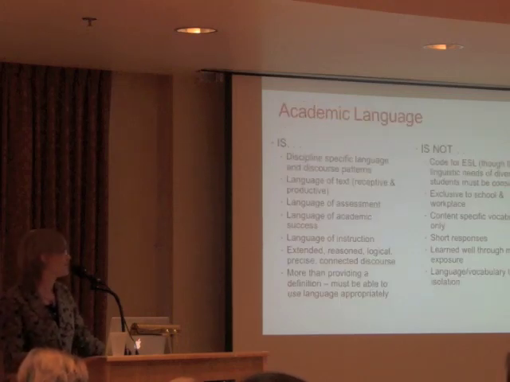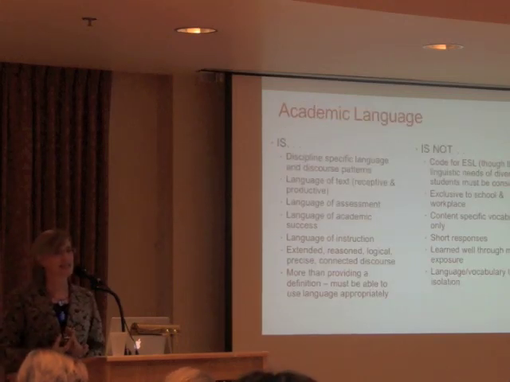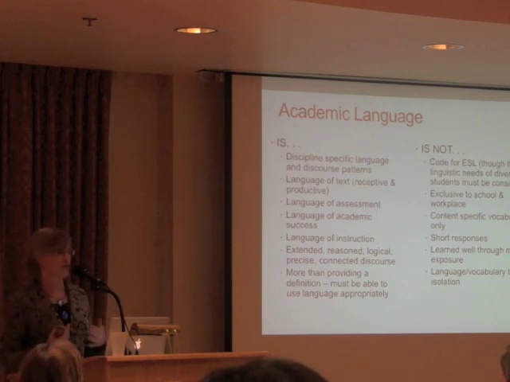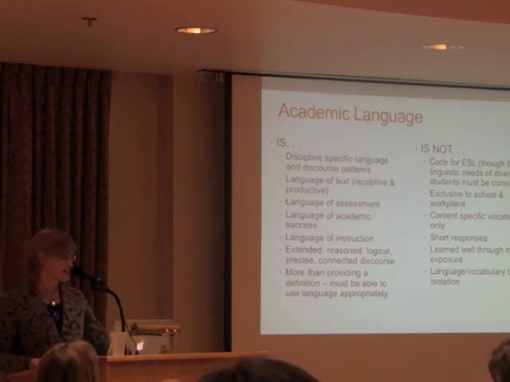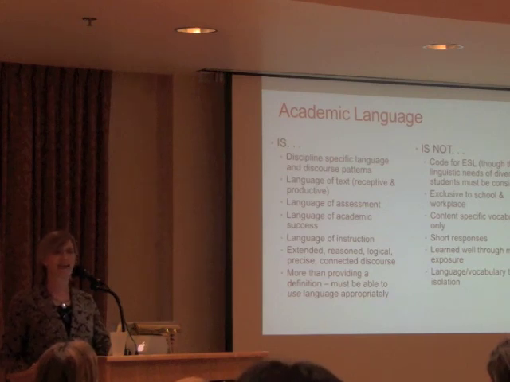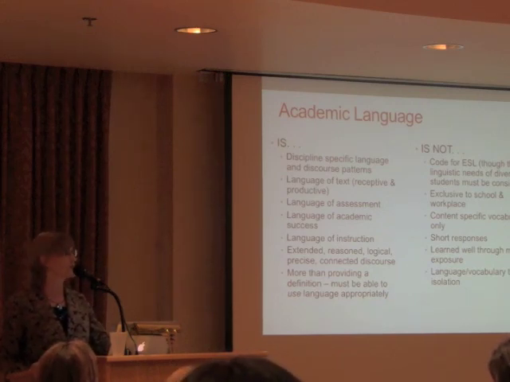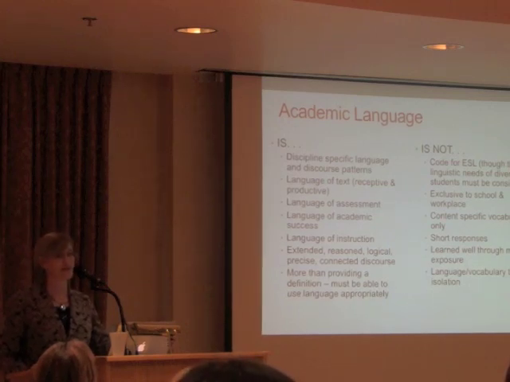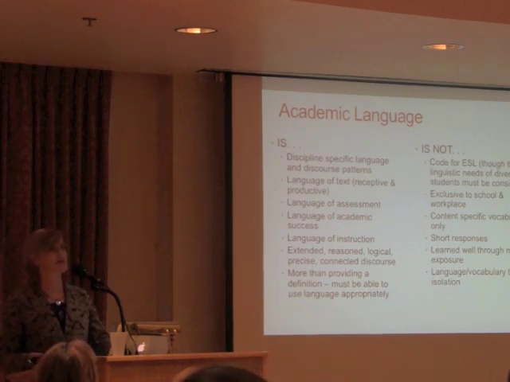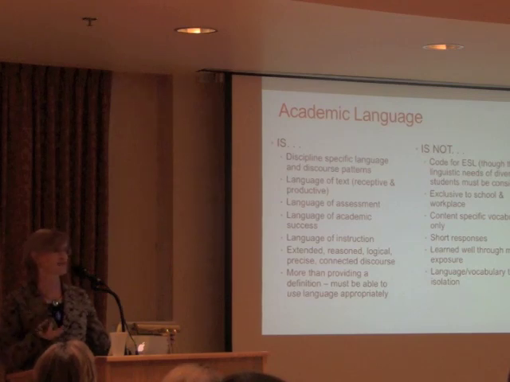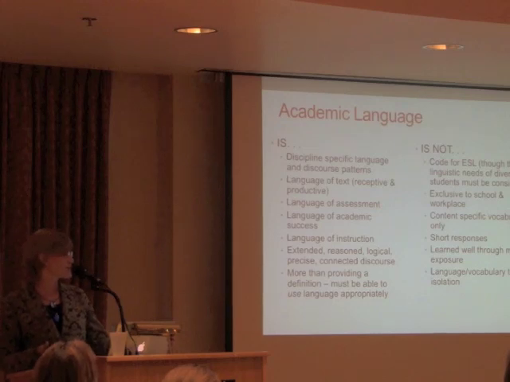So really briefly, what academic language is and is not, in my view. Academic language is discipline-specific language. That's, I think, what we think of first. Words like photosynthesis. But it's so much more than that. It's the language of text, both receptive and productive. So what do I mean by that? Receptive text is text that we read or take in, and productive text is text we produce. So it's reading and writing, the text of both. How do we express ourselves in writing? How do we take in what it is we're reading?